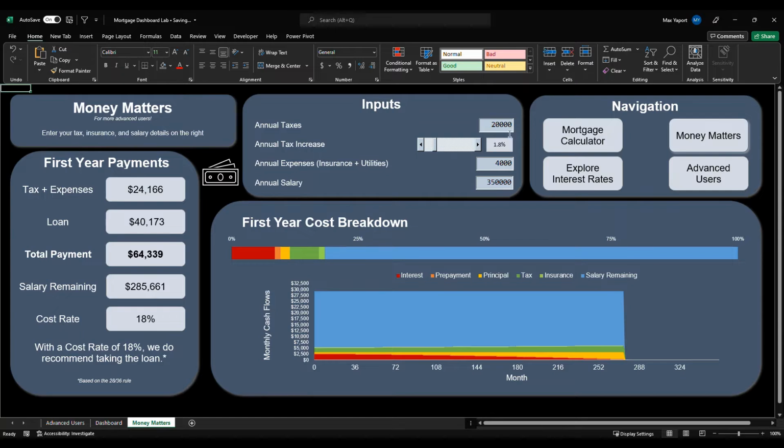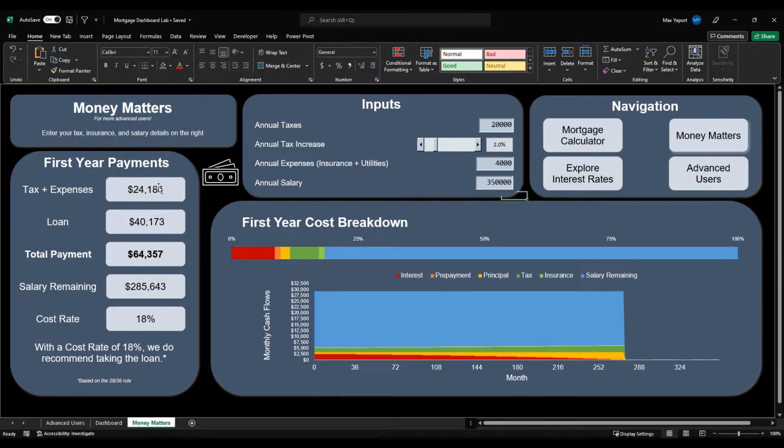So here we can input, similarly to the last page, taxes, or tax increases, our annual expenses, our annual salary, and that will spit out a first year cost breakdown, which adds taxes, insurance, and shows how much salary you have remaining after all of your expenses. And here it shows the same information just over time for every month up until the very last.